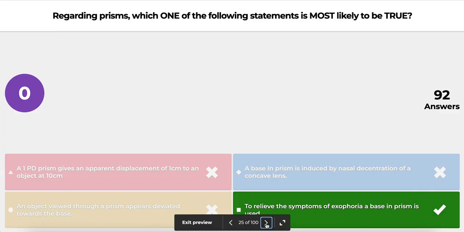So, a one prism diopter will give an apparent displacement of 1 centimeter to an object at about 1 meter distance. This is one of the methods of notation of the prism. A base out prism is induced by nasal decentration of the concave lens, and we mentioned this in the lectures. An object viewed through the prism appears deviated toward the apex, not the base, and to relieve the symptoms of exophoria, if you are using a relieving prism, we use a prism with the base against the deviation. So if we have exophoria, we use a base in prism.